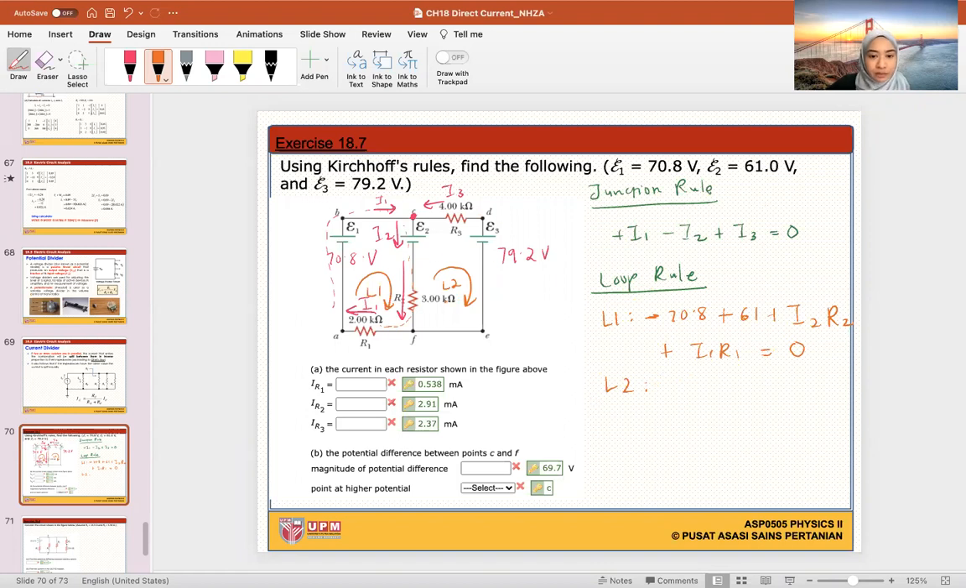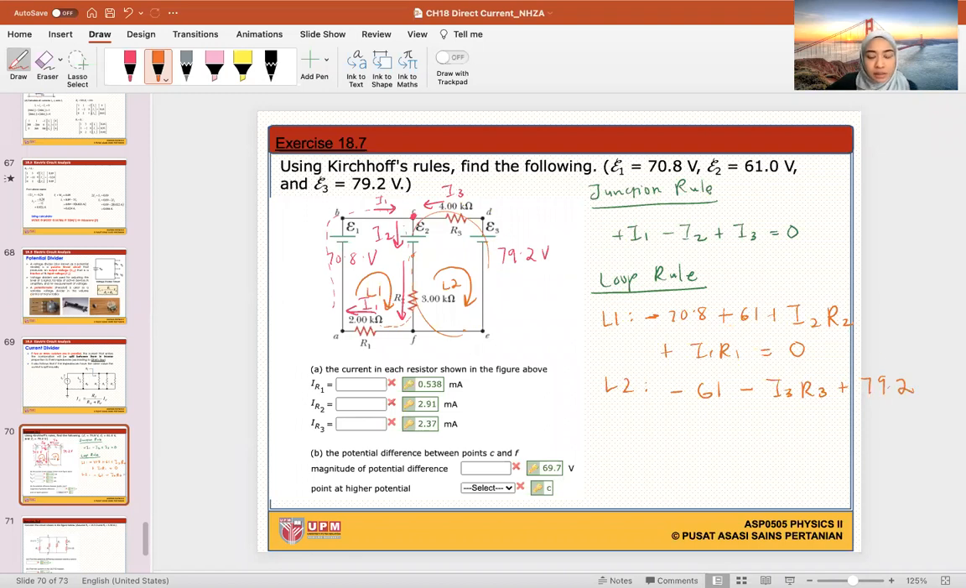So loop number 2. Let's move on to loop number 2. My loop flows from here to here and so on. The first thing that I see over here is negative epsilon 2, the negative battery terminal, so it is negative 61 volts. Then I continue my loop and I see I3 flowing in R3, but in the opposite direction to my loop, so it is a minus I3 R3. Then I continue and I see the positive side of battery number 3, so that is positive 79.2.